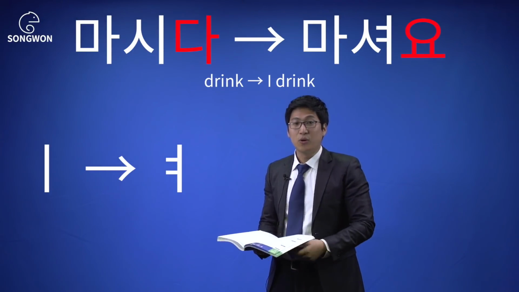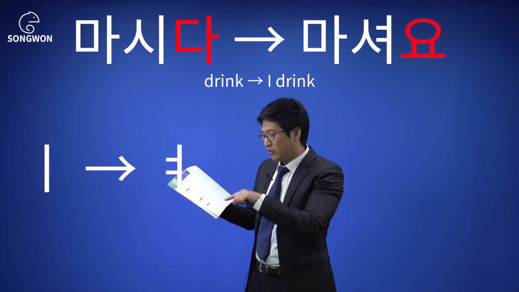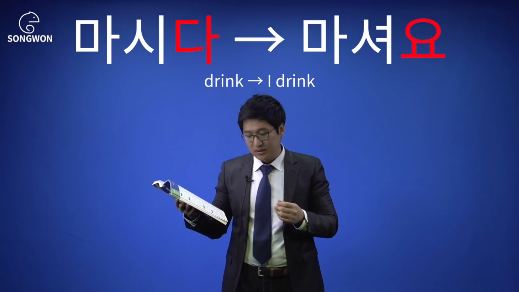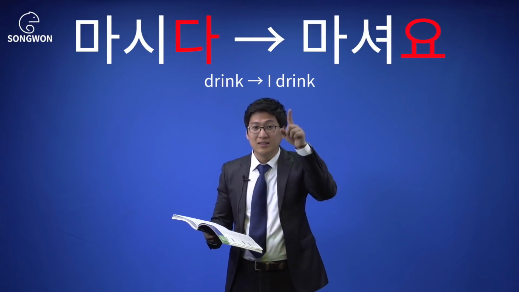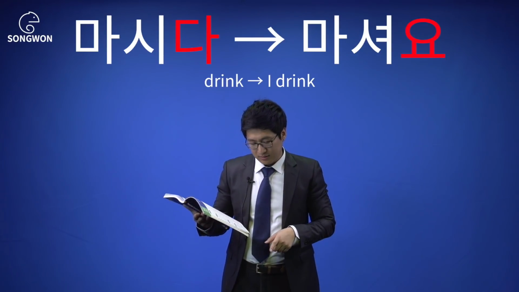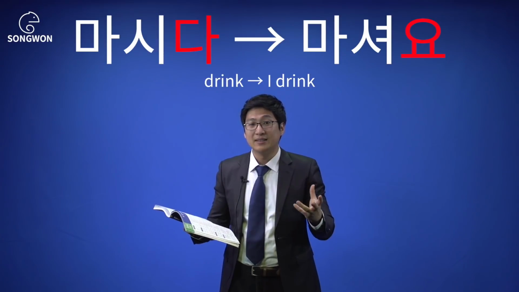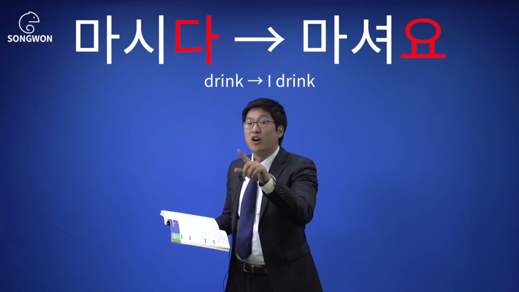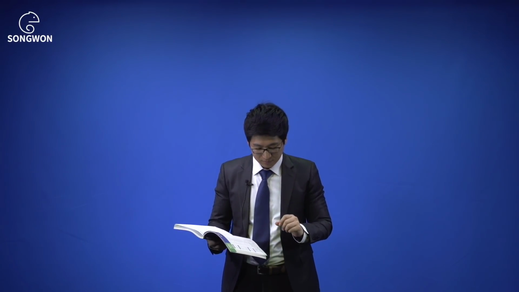It's on page 30, the third line, 마시다. You see that 시 is highlighted in red color? It becomes 셔, 요. 마셔요. Every word that finishes with 이 becomes 여. So that's the rule. Okay.